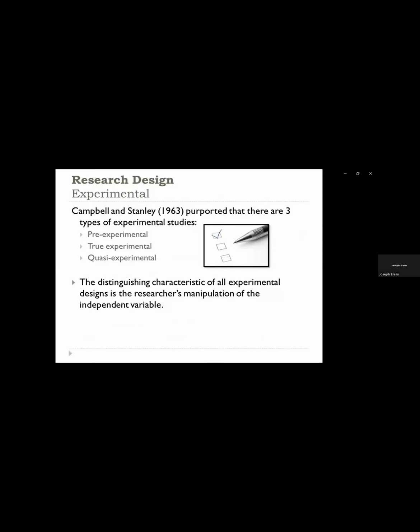Now we're going to focus our attention on experimental designs. Campbell and Stanley in 1963 purported that there are three primary experimental designs, and that's the pre-experimental design, the true experimental design, and the quasi-experimental design. And the distinguishing characteristic of all experimental design is that the researcher manipulates the independent variable. That is, the researcher actually conducts the treatment, does something to the participants.